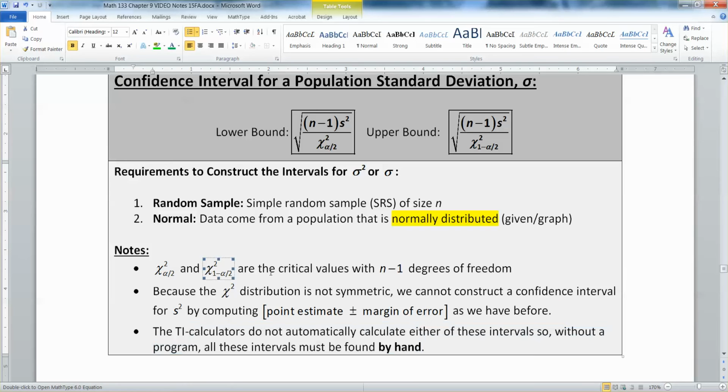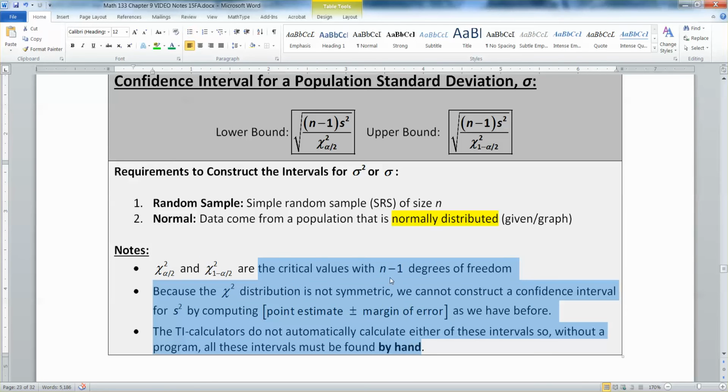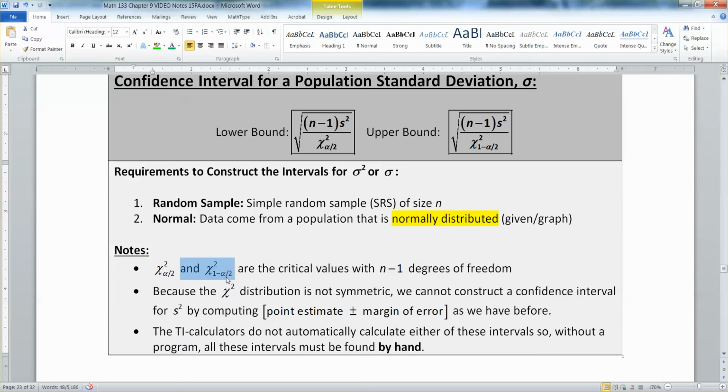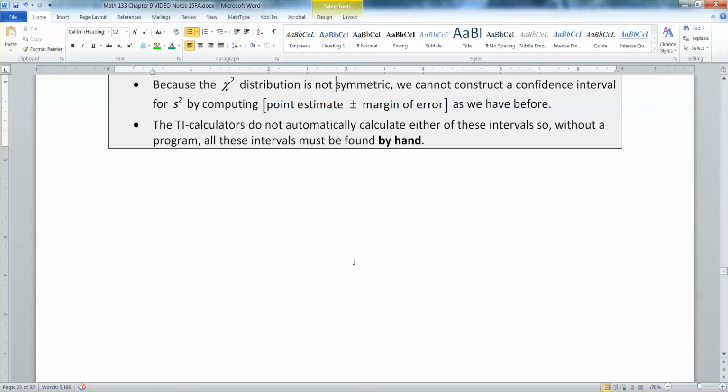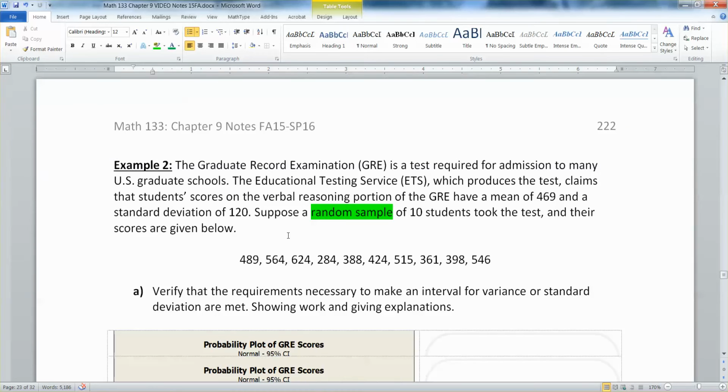So now it seems like, oh, that's terrible. However, this is actually the easier formula to put in. Once you know what the chi-square values are from the table, it's not actually that hard to find these intervals. And I'm going to prove it to you because we're going to do one together.